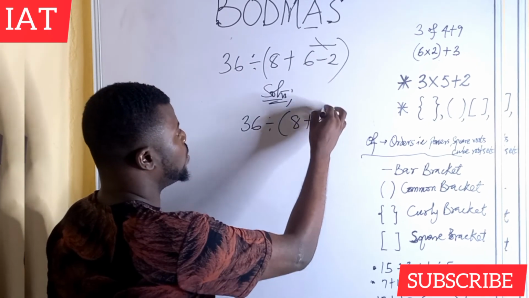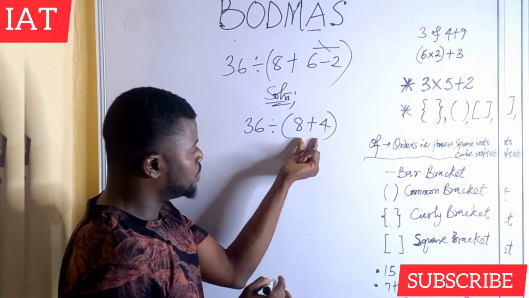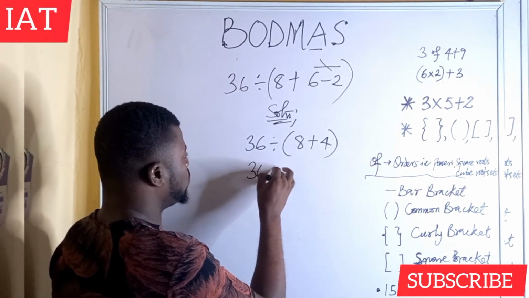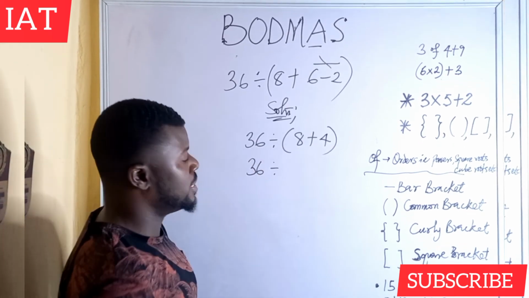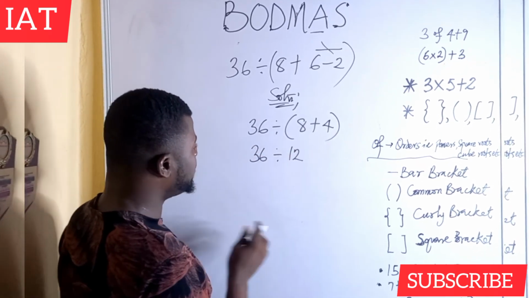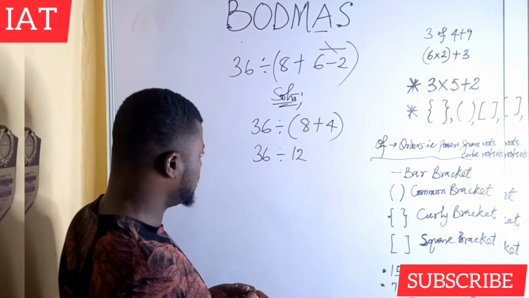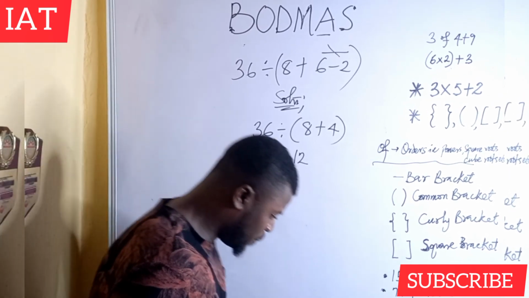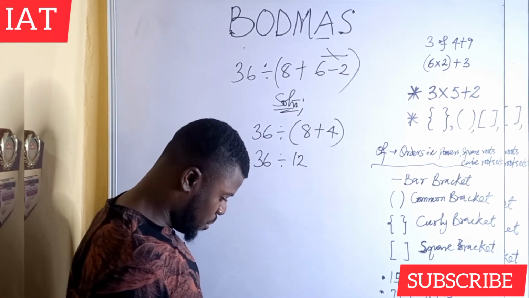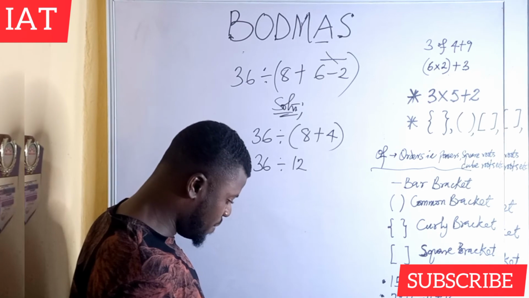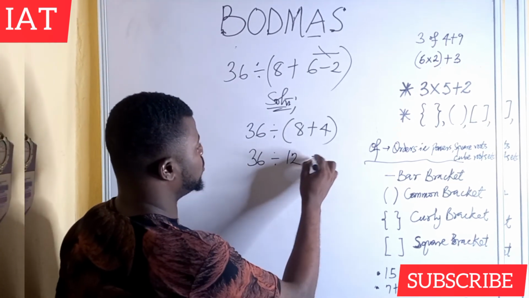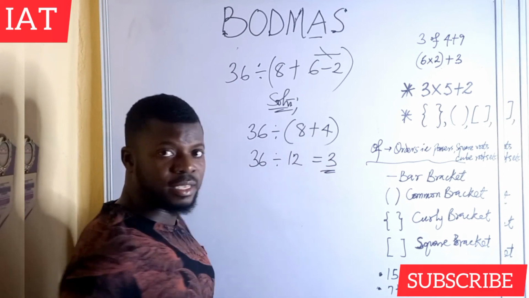That gives us 4. And then we still have this common bracket. And because it is common bracket, what is the next thing you should do? You add up this 8 plus 4, and that will give us 12. And finally, we're having 36 divided by 12, and that of course should give us 3. Well, let's check so that we will be sure. 36 divided by 12, and the result is 3. And that is so simple. Does all of that make sense to you?